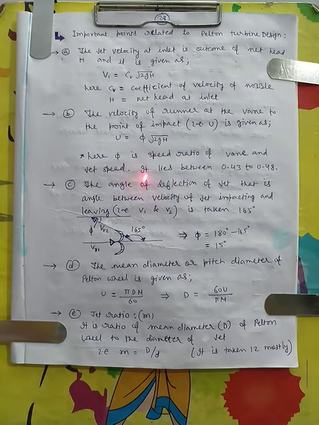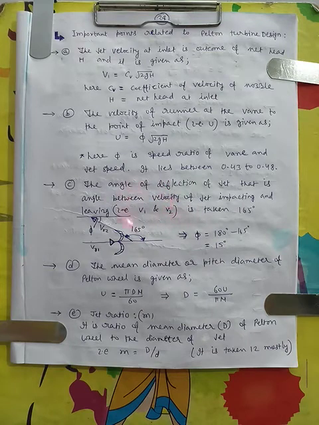And usually this phi lies between 0.34 to 0.48. Next, the angle of deflection of jet, that is the angle between relative velocity of jet impacting and leaving, VR1 and VR2. This is the angle of deflection. Sometimes it is also taken as the angle between V1 and V2, and in some cases the relative angle between initial relative velocity and final relative velocity. Both are valid.